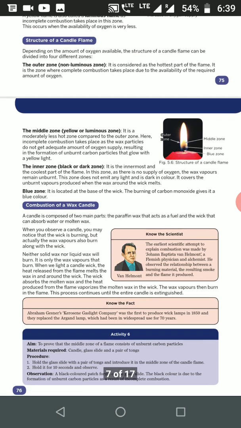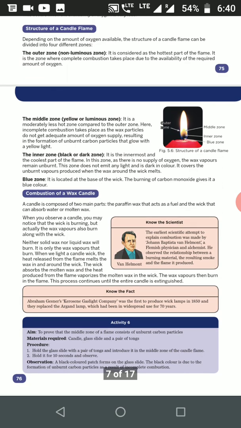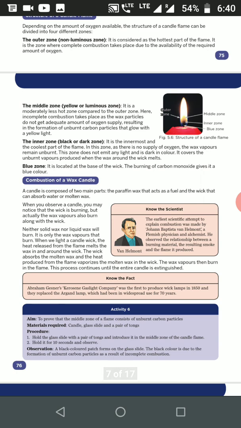When you observe a candle, you may notice that the wick is burning, but actually the wax vapor also burns along with the wick. So neither the solid wax nor the liquid wax will burn. It is the wax vapors that burn. Whenever you see a candle, only the wax vapors are burning, not the solid wax nor the liquid wax.